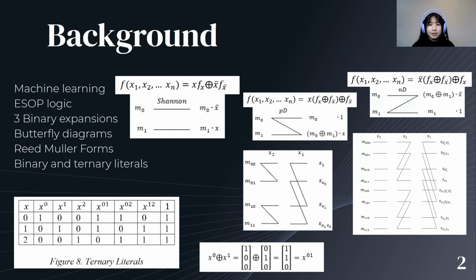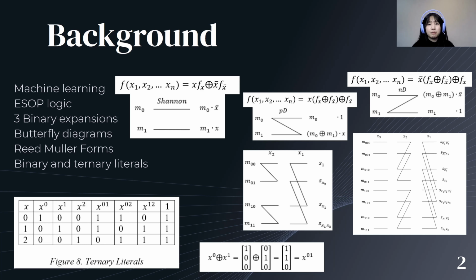Background. The machine learning problem is formulated as minimizing a discrete function. When multiple Boolean expressions satisfy the conditions to make predictions, by Occam's razor, the simplest expression is the best one.